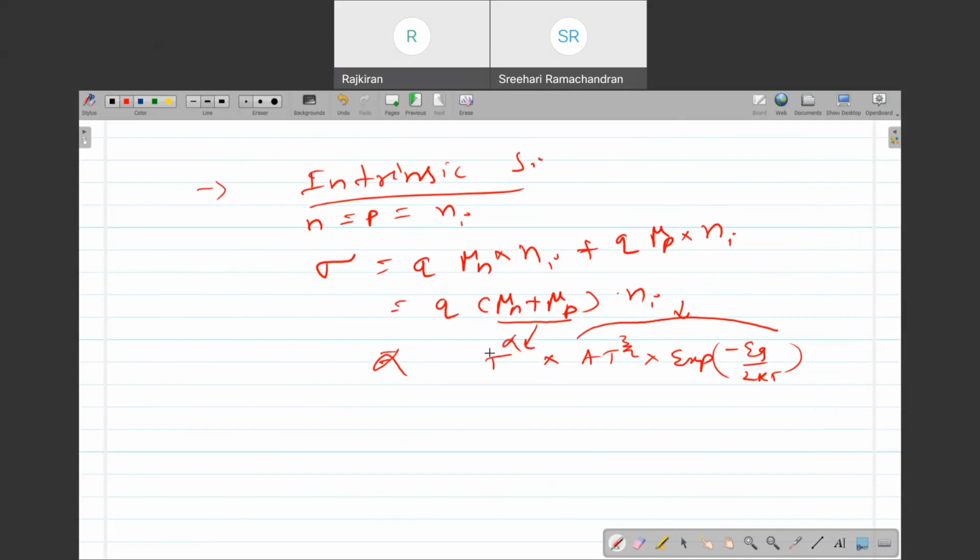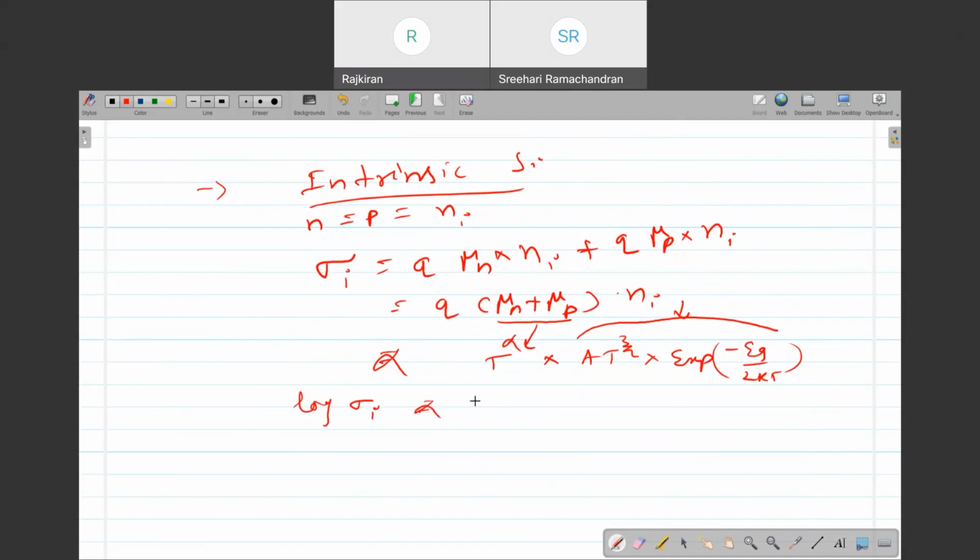It depends upon which temperature range and which scattering is there, so I have taken T to the alpha. Now what I am telling you is to take log sigma i. Log sigma i will be proportional to how much?